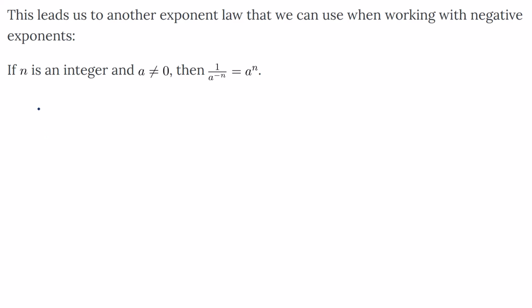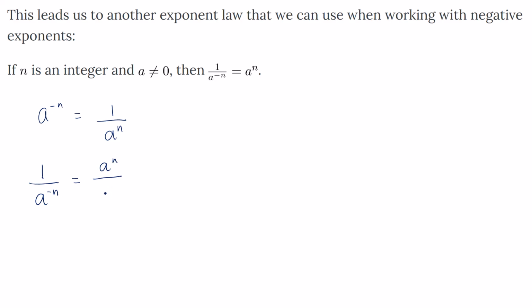As seen in the previous examples, if we have a base and a negative exponent, in order to make that negative exponent into a positive, we can move the base and the exponent into the denominator. If instead you have a base and a negative exponent in the denominator, you can actually move the base and the exponent into the numerator, and that will also make the exponent positive.